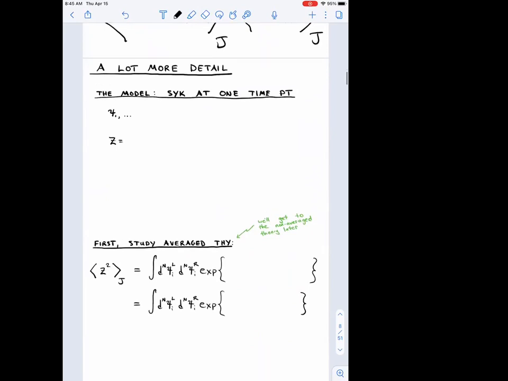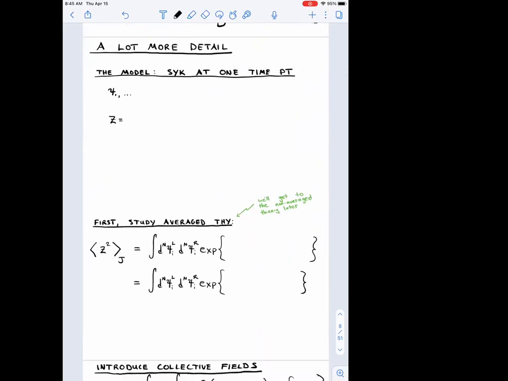So let's actually talk about the model. So here's the model. It's going to be the SYK model at a single point in time. So we're going to have n Grassmann numbers. These are not Majorana fermion fields. These are just Grassmann numbers.